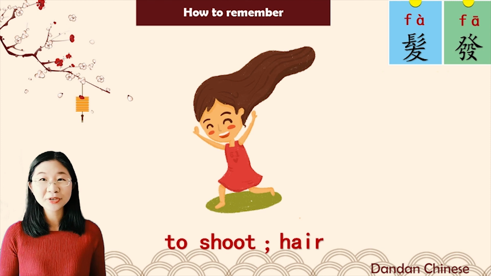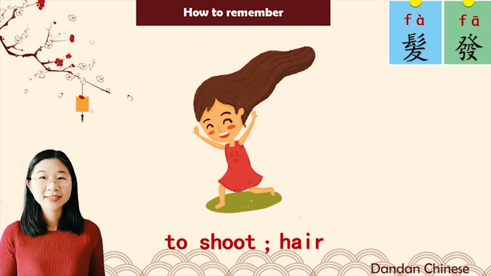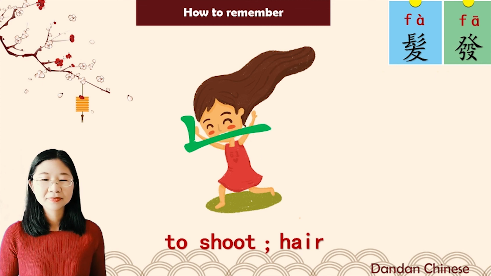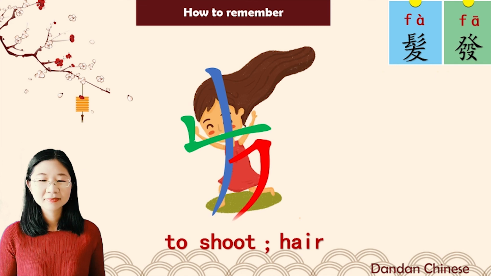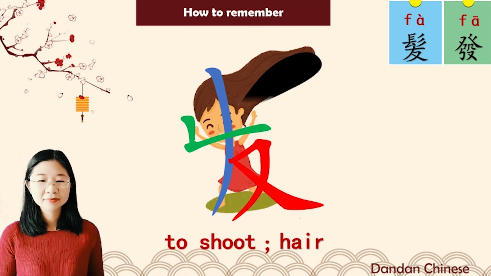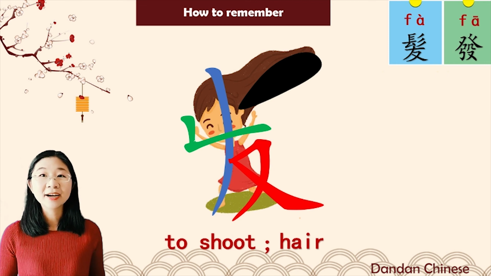Next, I'll teach you how to remember this character. So this is a picture of a little girl who's running. And the point is her hair. So can you imagine the character and the picture? So the green part looks like her arm, and the blue part is like her body. The red part is just like her 2 legs. And the important one is that point. That dot, the black part, is like her hair.